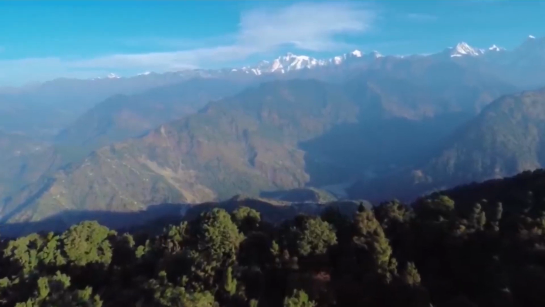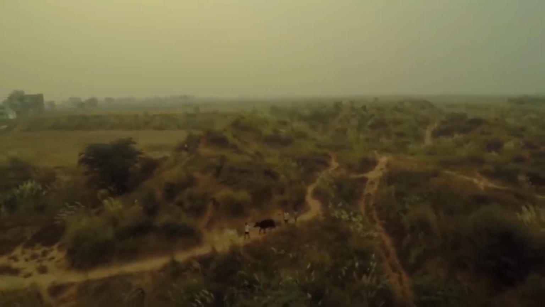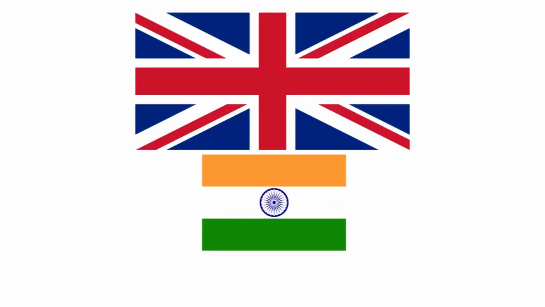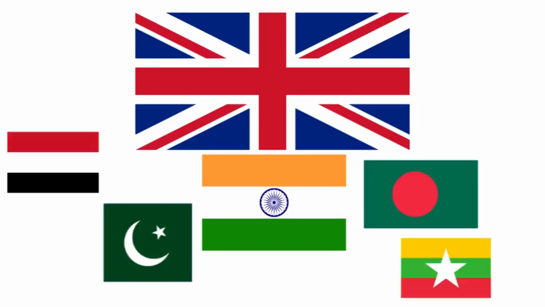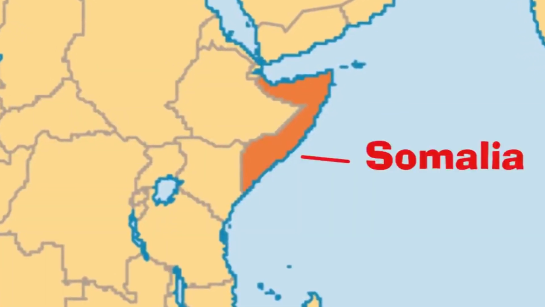At its height, the British Raj was made up of not just present-day India, with the exception of small Portuguese and French-owned territories, but also Pakistan, Bangladesh, and Myanmar, and for a shorter period of time, Aden, now part of Yemen, and British Somaliland, which you can tell by the name is now part of Somalia.